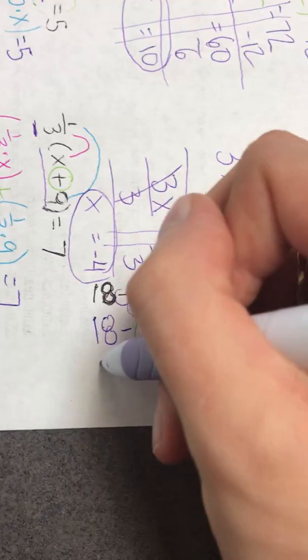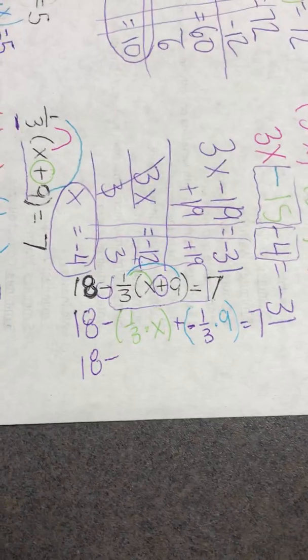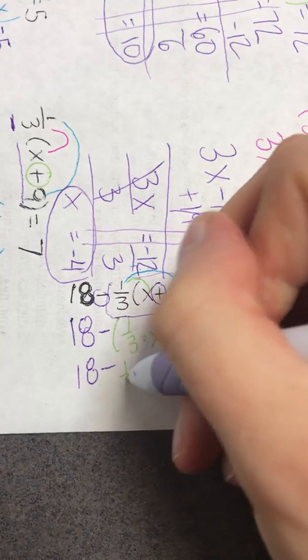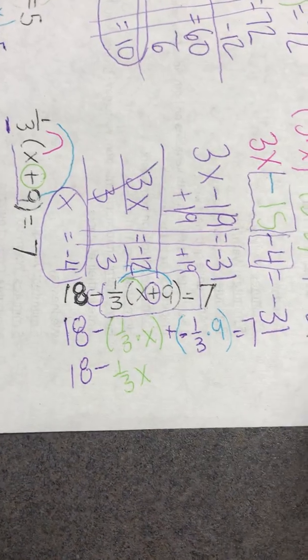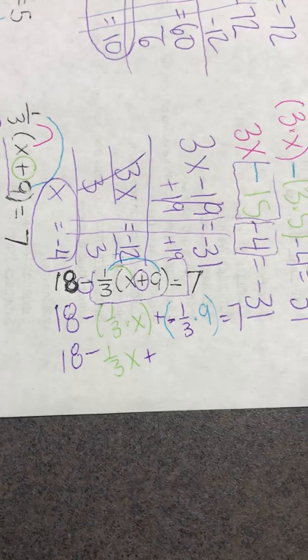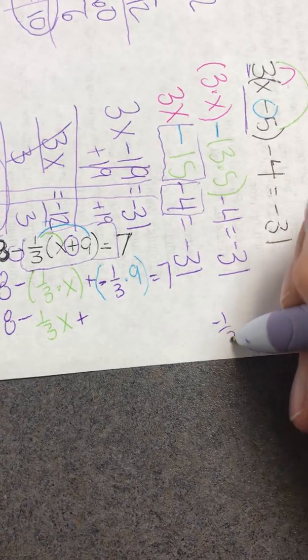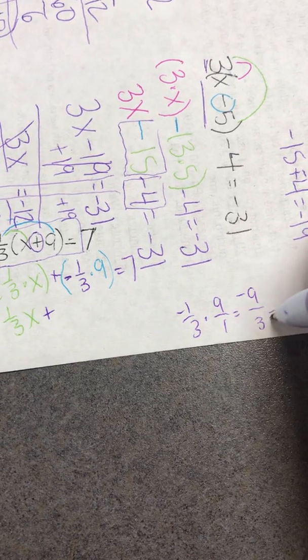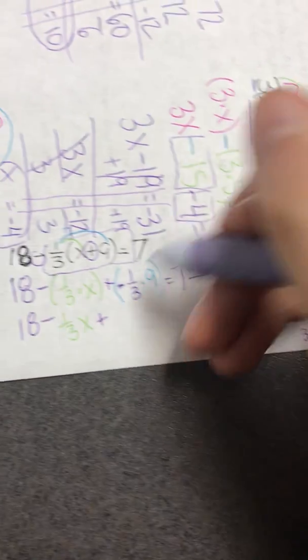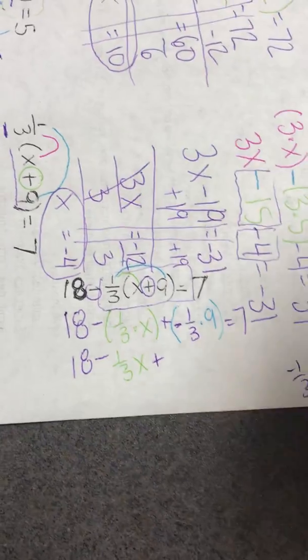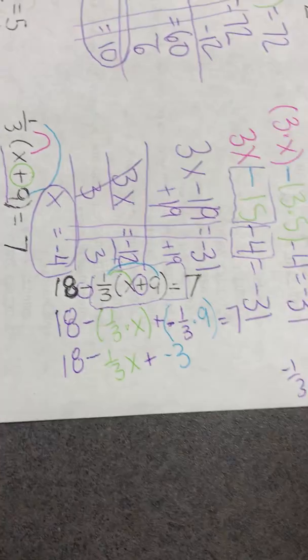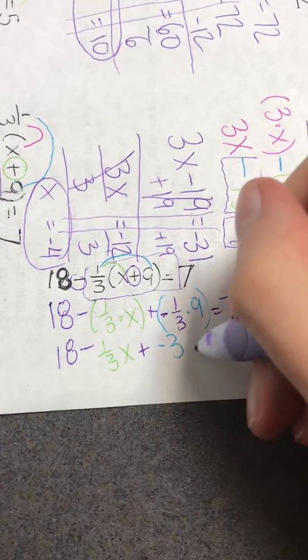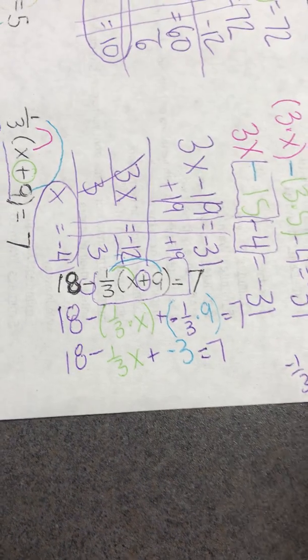Now let's simplify. 1/3 times x is 1/3 x, less negative 1/3 times 9, negative 9, so negative 3. And then in the end, it equals 7. So then we can simplify.